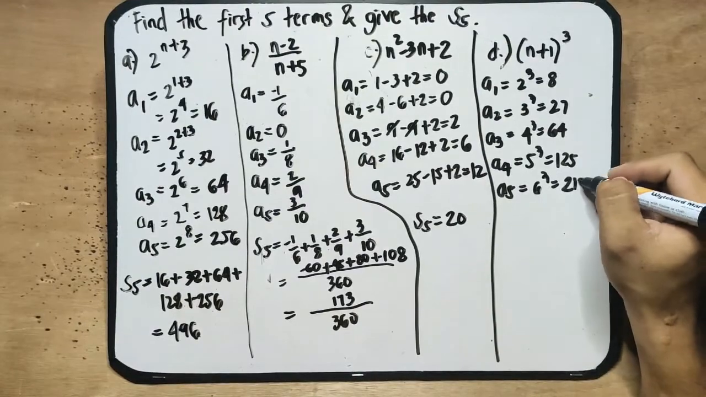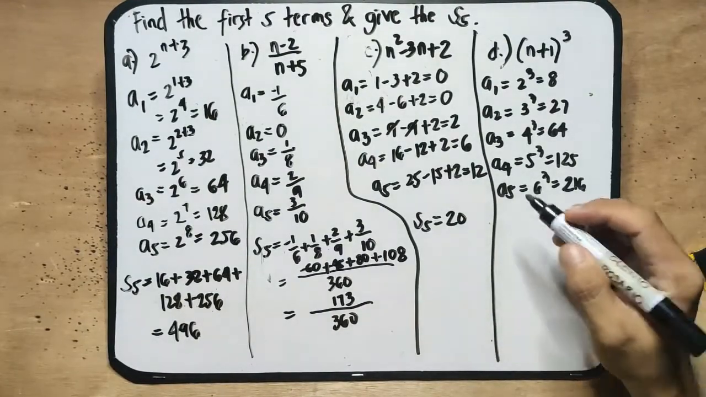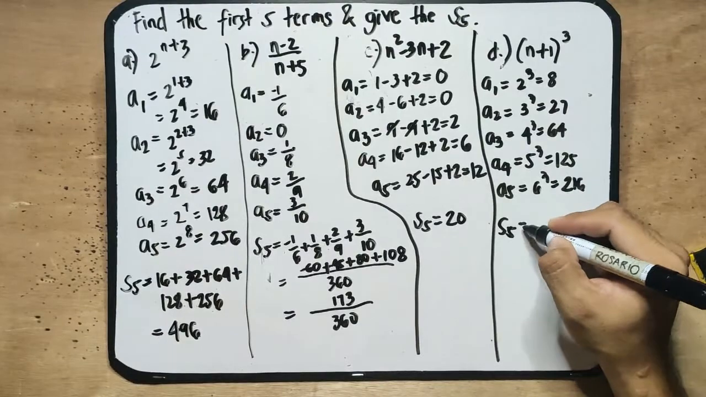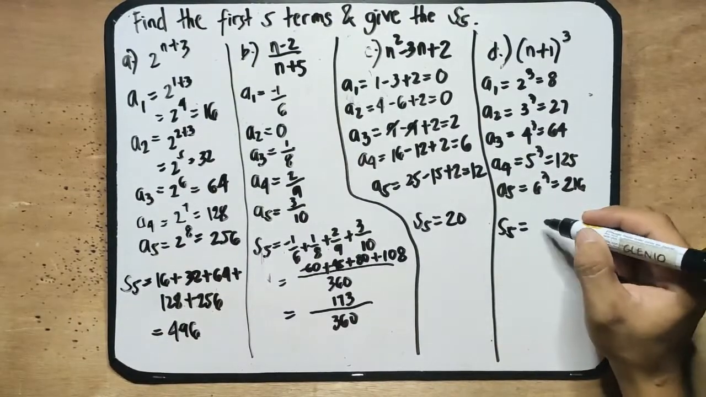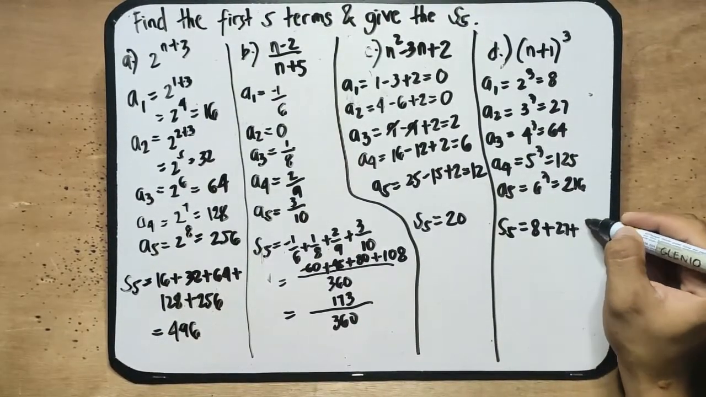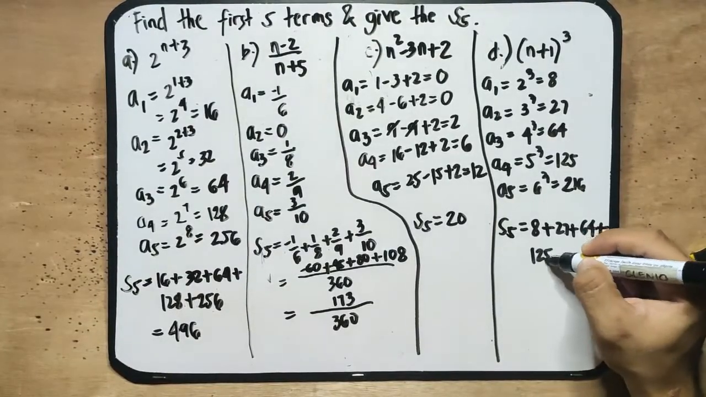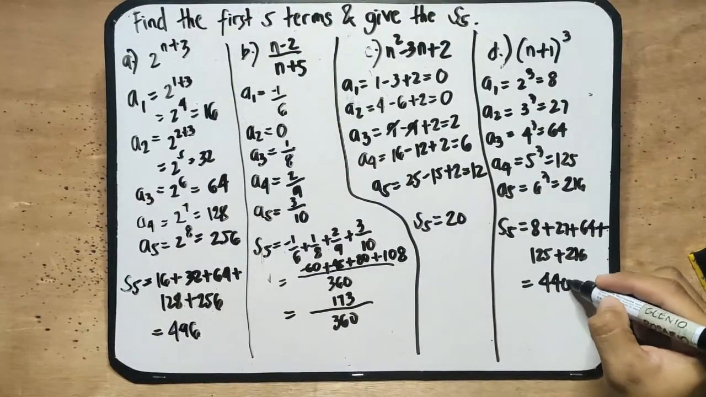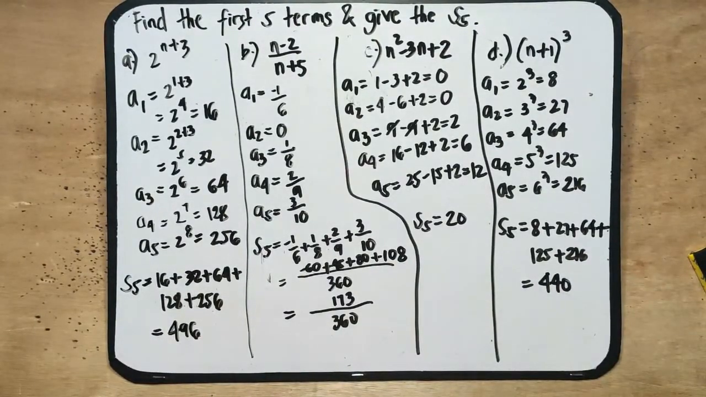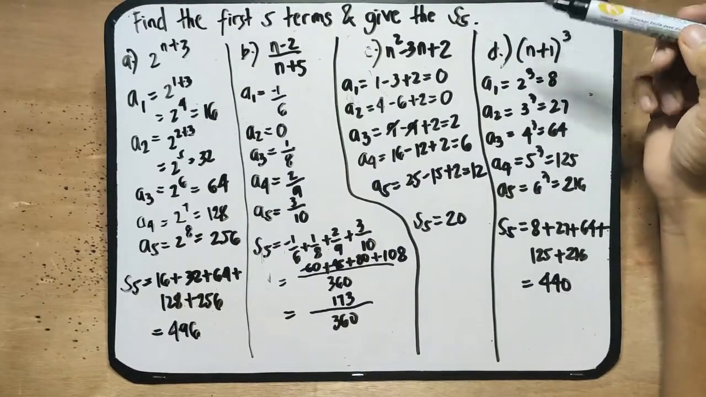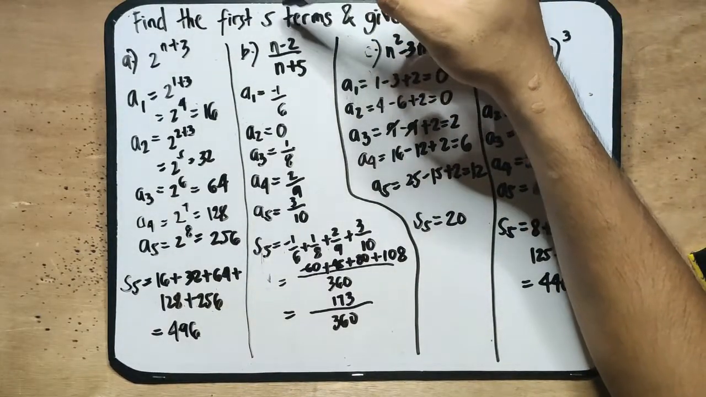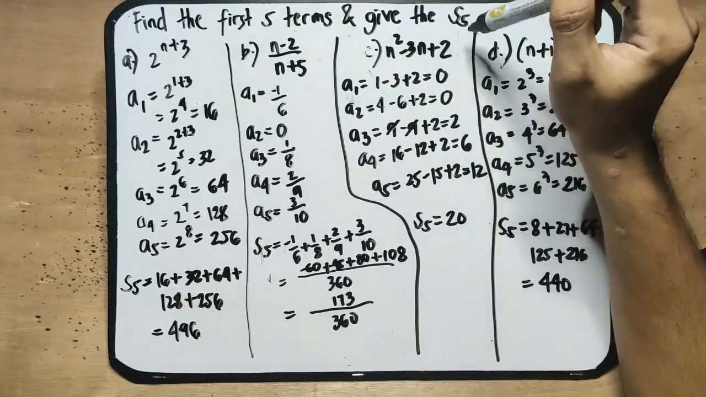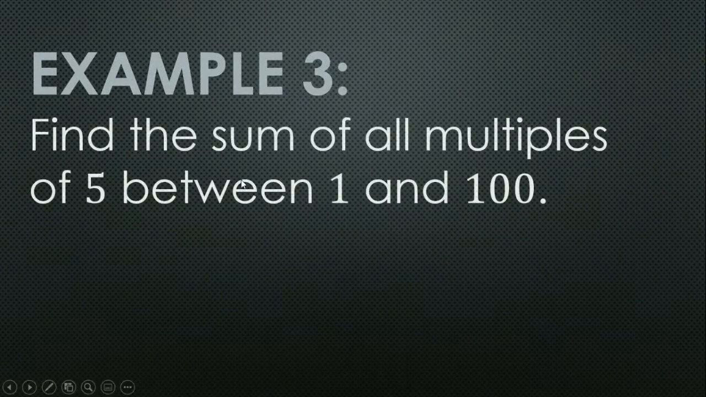6 cubed is 216. So adding these terms to obtain their sum, we have 8 plus 27 plus 64 plus 125 plus 216. So that will be 440. So this is how we obtain the number of terms that is being asked and to obtain the sum of these terms. Understood? Example number 3, find the sum of all multiples of 5 between 1 and 100.